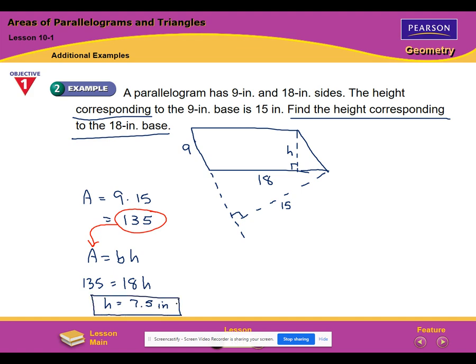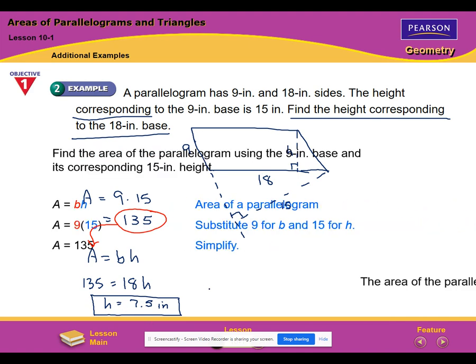Okay. To say that a different way, every parallelogram, and for that matter, every rectangle, has 2 bases and 2 corresponding heights. If I let the 9 inches be the base, 15 is the corresponding height. If I let 18 inches be the base, H is the height, which we just found to be 7.5 inches.